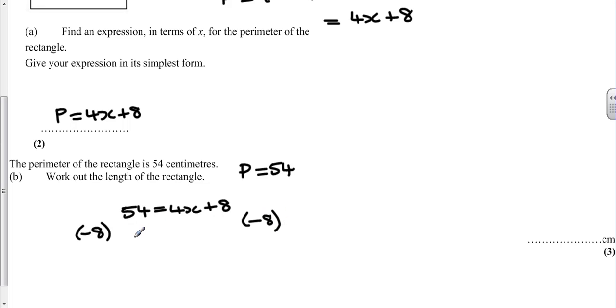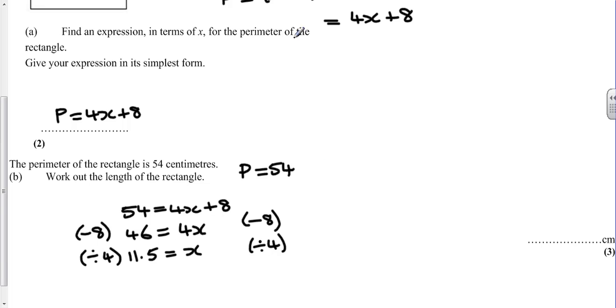Taking away 8 from the left hand side is going to leave us with 46, and that's going to be equal to 4x. And because we've got 4 x's, we only really want to know what one of them is, so we're going to divide both sides by 4. Dividing the left hand side by 4, well, 4 goes into 44 11 times, goes into 48 12 times, so we're going to get 11.5, and that's going to be equal to x.